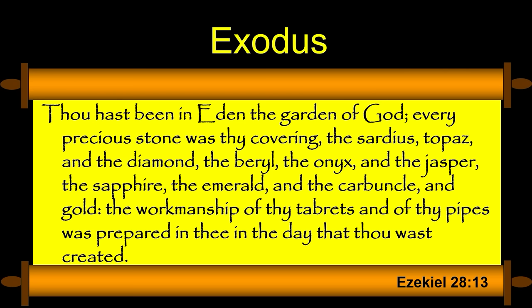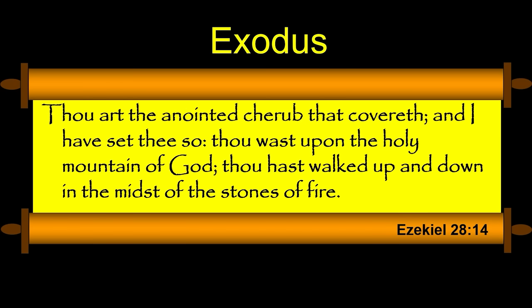The sardius, the topaz, the diamond, the beryl, the onyx, the jasper, the sapphire, the emerald, the carbuncle, and gold. Nine of them. The workmanship of thy timbrels and of thy flutes was prepared in thee in the day that thou wast created. In other words, he was a fantastic musician. Thou art the anointed cherub that covereth. Anointed means appointed, in other words, to rule or to preside. That covereth, meaning at the head. It's like an org chart, the one that's at the top. He's numero uno. He is the cherub that was appointed to govern the whole shebang.